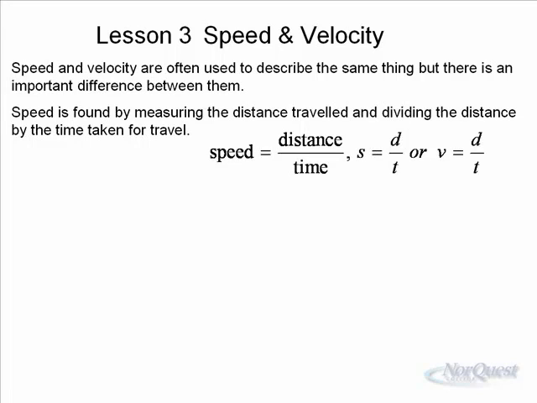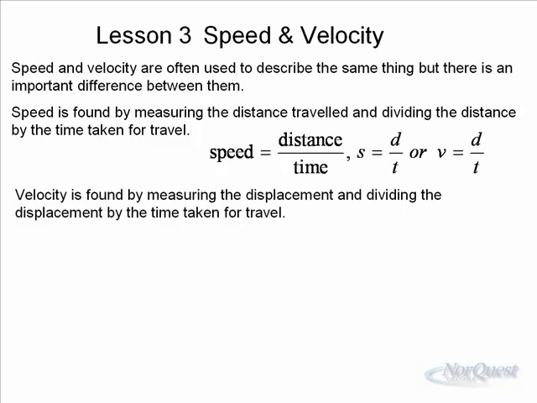The v stands for speed, or the v can also stand for velocity. Velocity is found by measuring the displacement and dividing the displacement by the time taken for travel. And so it's essentially the same formula, only instead of the d standing for distance, it stands for displacement.